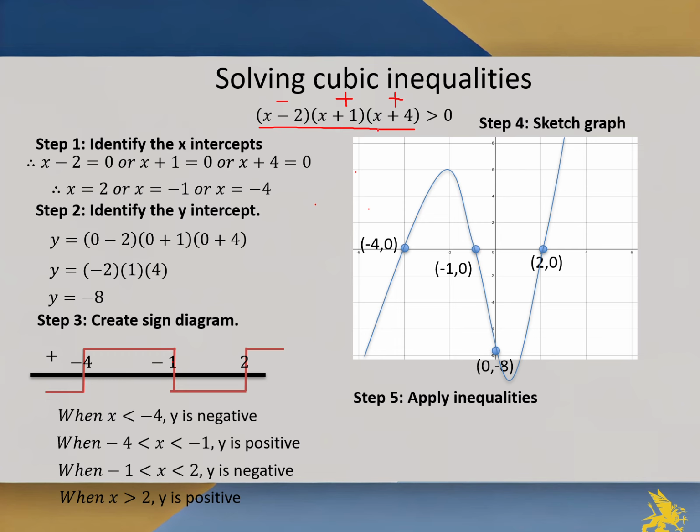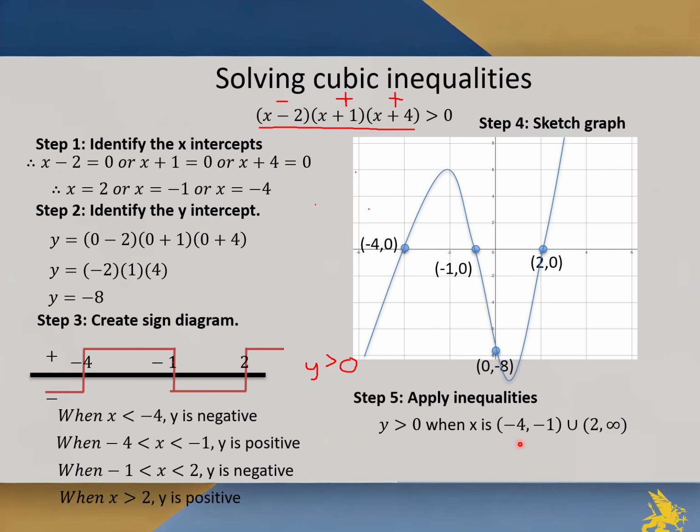So what it's actually saying is y is greater than 0. For this, I only need to look at the top part. So that means I'm looking at this part here. When is it going to be greater than 0? It's going to be greater than 0 between -4 and -1, and it's going to be greater than 0 from 2 to infinity. We can see that through this sign diagram. If you need to draw the graph, you're more than welcome to as well.